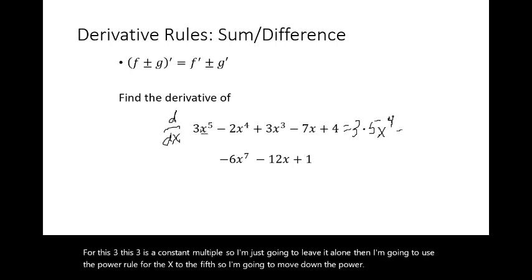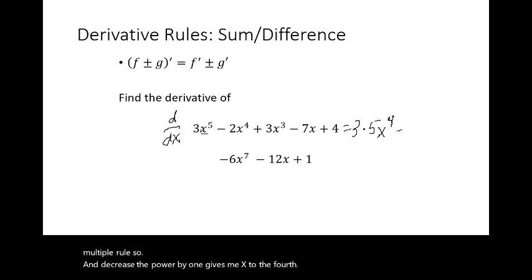Then minus, and I'm going to do the same thing to the next term. So I'm going to leave that constant multiple of 2 alone. Then I'm going to use the power rule to take the derivative of x to the 4th. So I'm going to move down the power and decrease the power by 1, x to the 3rd.